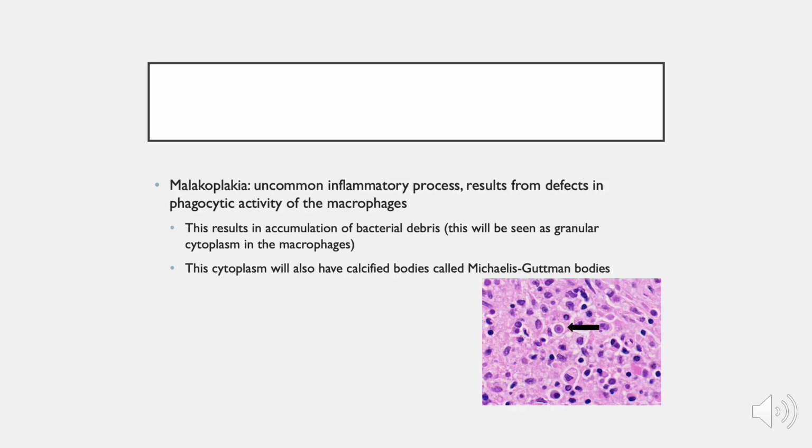Malakoplakia is an uncommon inflammatory process resulting from defects in the phagocytic activity of macrophages. This means that macrophages will engulf the bacteria but will not be able to kill them completely. This accumulation of bacterial debris will be seen as granular debris or granular cytoplasm of the macrophages. And the cytoplasm will also have calcified bodies named Michaelis-Gutmann bodies. The arrow points at one of these Michaelis-Gutmann bodies, characteristic of malakoplakia.